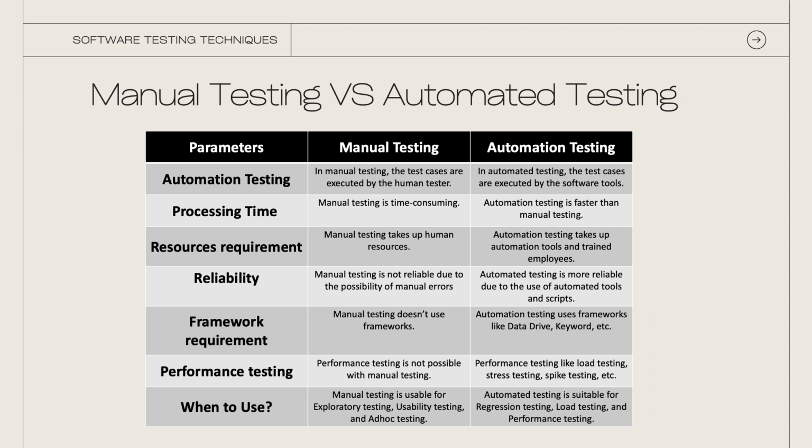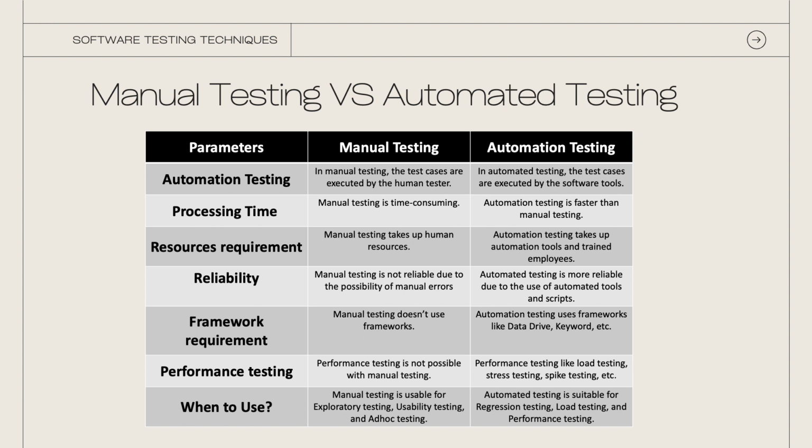Manual testing and automation testing offer distinct advantages for various testing scenarios. Understanding these parameters aids in making an informed decision on testing methodology. Parameters, as you can see in the table. First one is the type of testing. In manual testing, test cases are executed by human testers. In automated testing, test cases are executed by software tools.